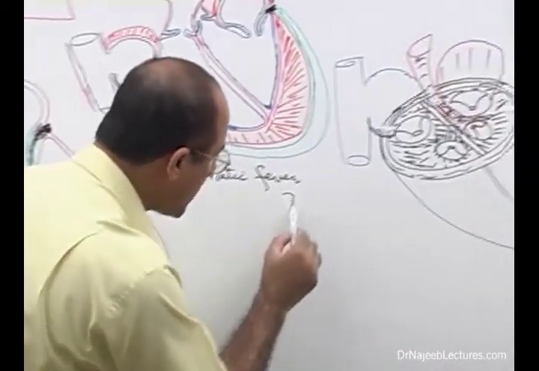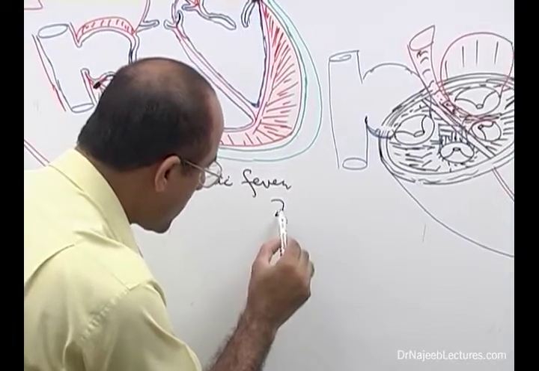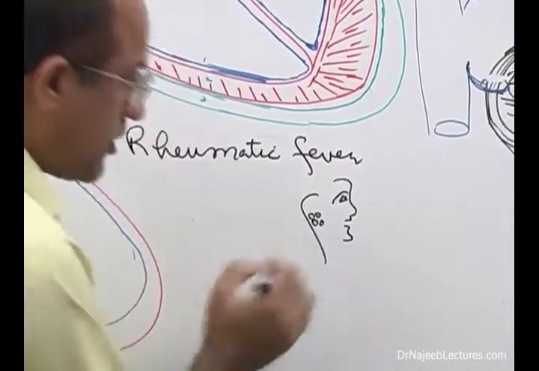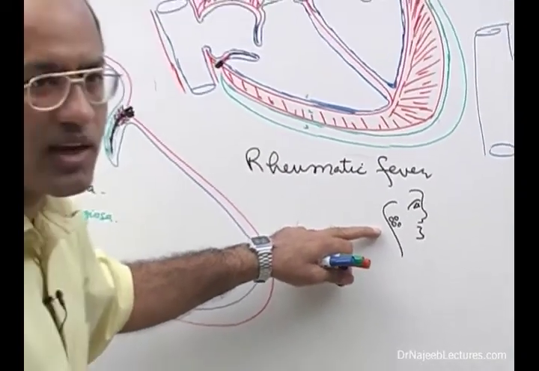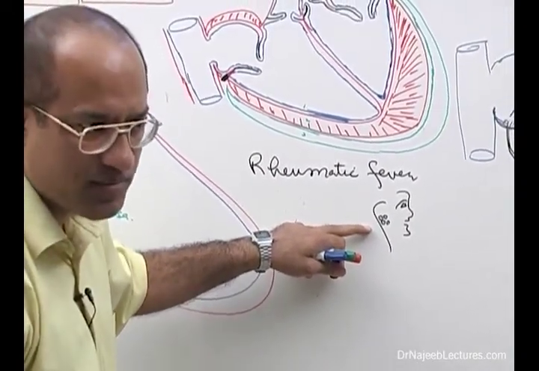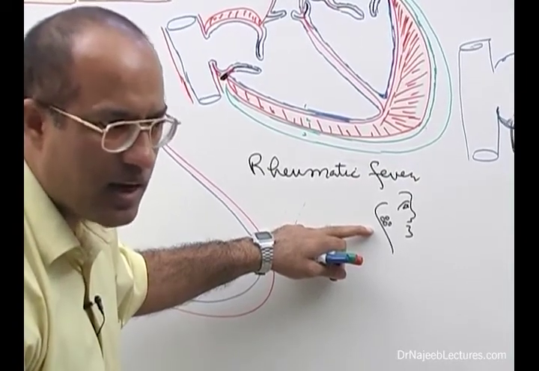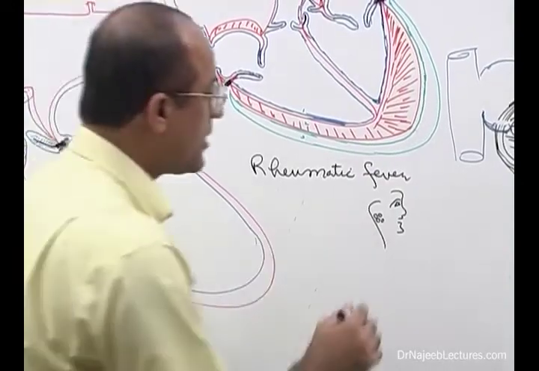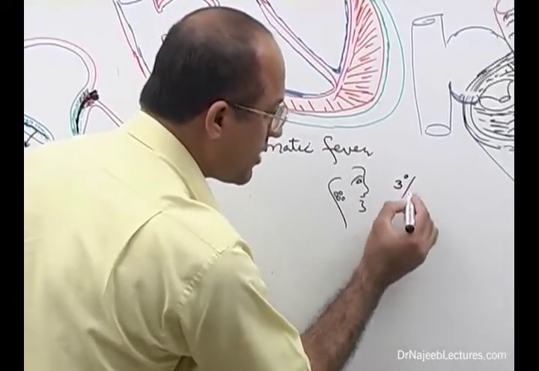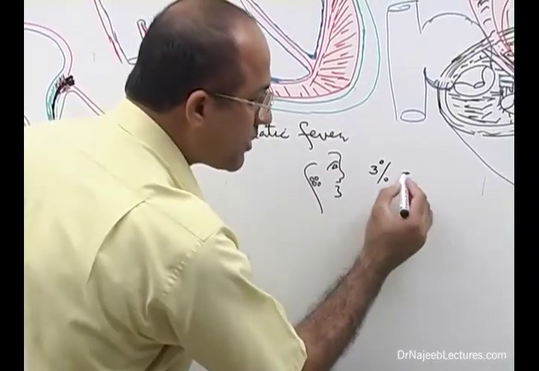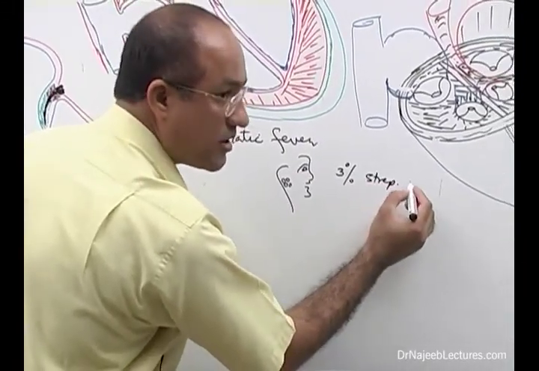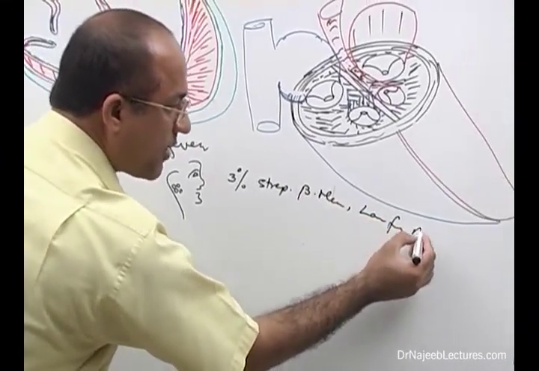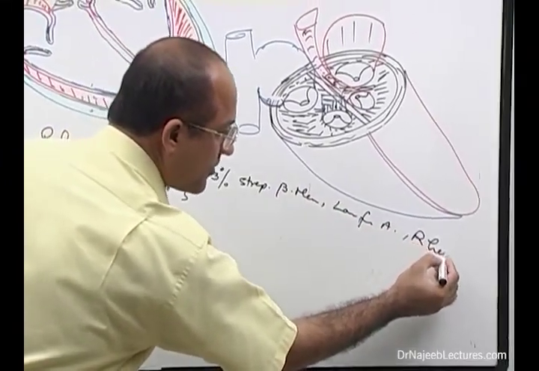In rheumatic fever, what really happens is that someone is suffering with a special type of sore throat caused by a special type of bacteria. These are called Streptococcus beta hemolyticus, Lancefield group A. Not every sore throat produces a problem. In about 3% of the population, if they suffer with Streptococcus beta hemolyticus, Lancefield group A, rheumatogenic strain.